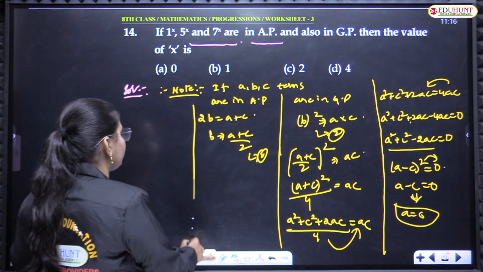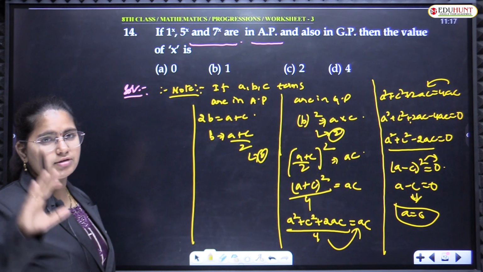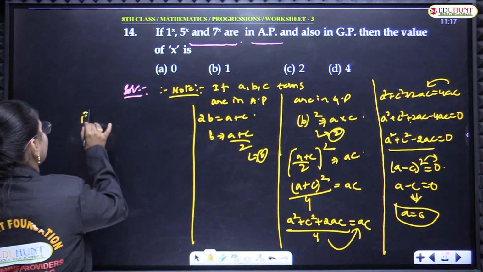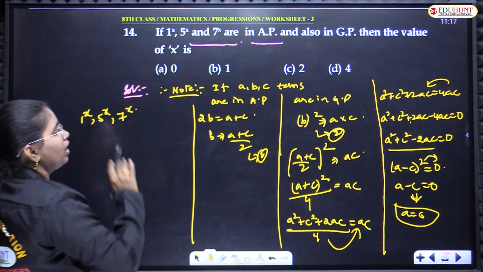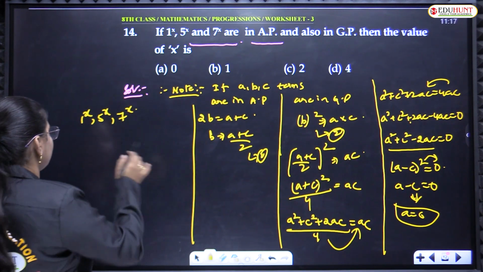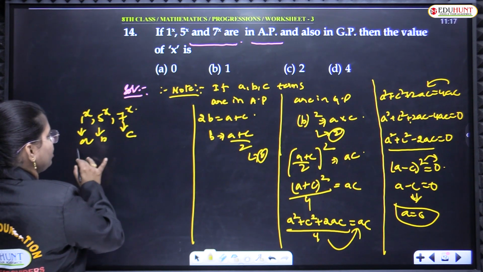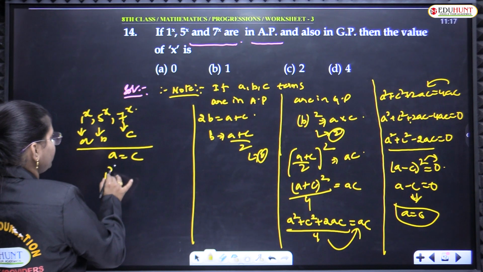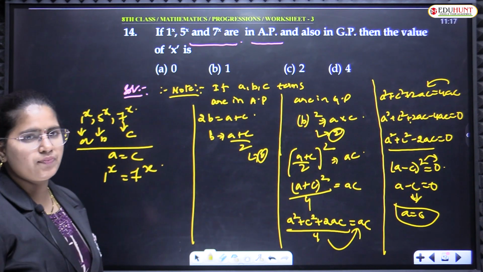Now let's get back to the problem. What are the terms given that are in both AP and GP? 1^x, 5^x, 7^x are in both AP and GP. So if this is A, this is B, this is C, from the result we have A is equal to C. That means 1^x must be equal to 7^x.